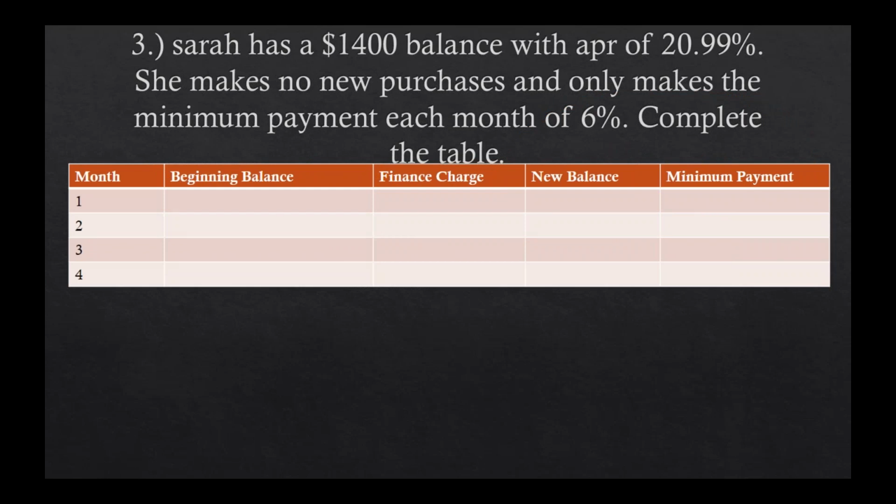Okay, what we're going to do is we have our friend Sarah, who obviously does not capitalize her first letter, whatever, has a $1,400 balance with an APR of 20.99%. She makes no new purchases and only makes the minimum payment each month of 6% of the new balance. Let's complete the table. We're going to do the first line together, and then I'm going to have you guys complete the table on your own.